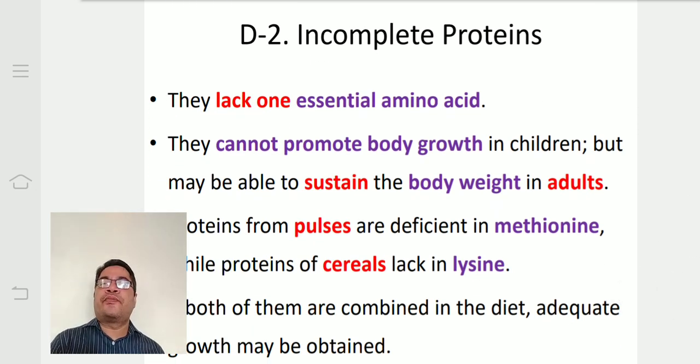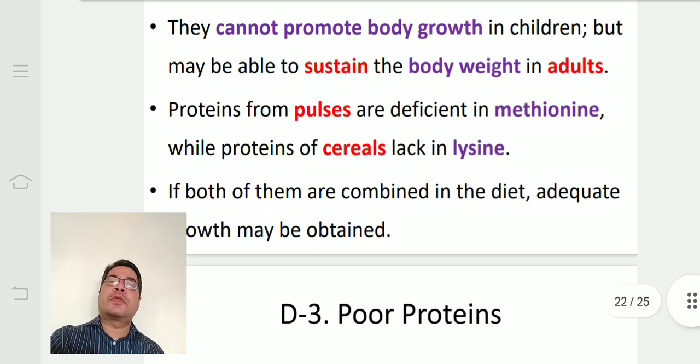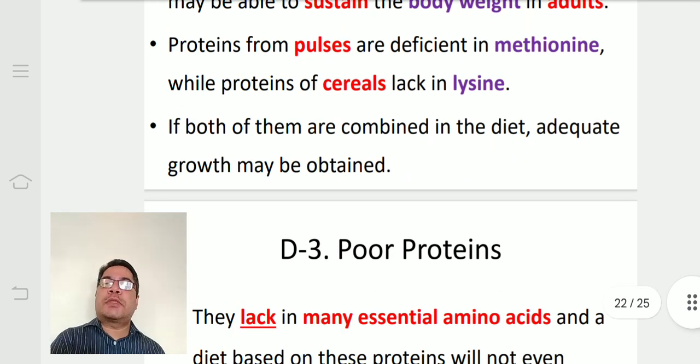Incomplete proteins. They lack one essential amino acid. They cannot promote body growth in children but may be able to sustain the body weight in adults. Proteins from the pulses are deficient in methionine while proteins of cereals lack lysine. If both of them are combined in the diet, adequate growth may be obtained.